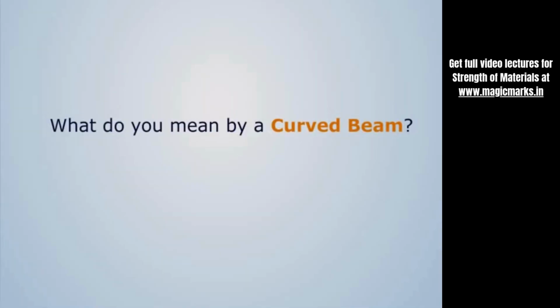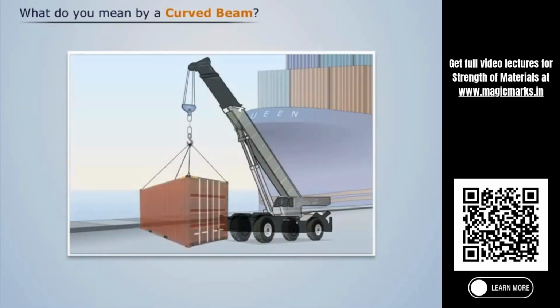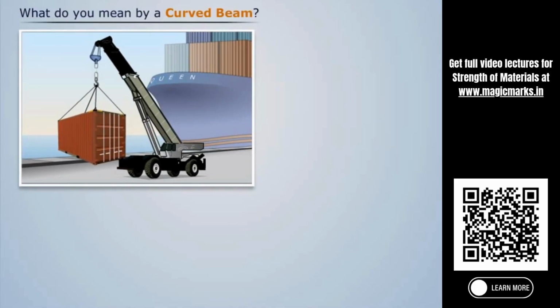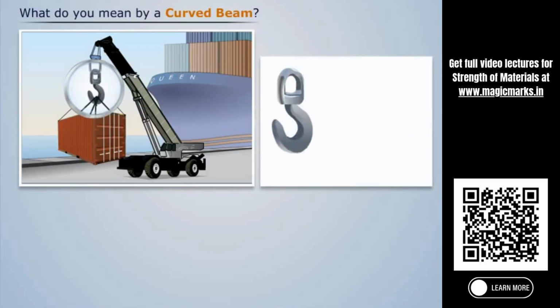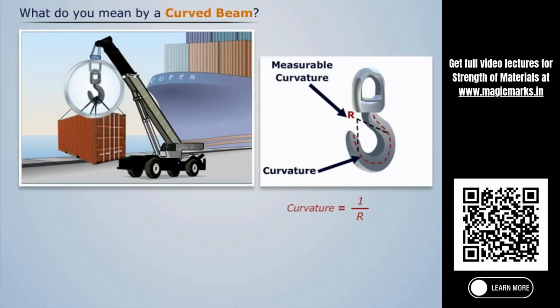What do you mean by a curved beam? Take a look at the crane hook carrying a load of the transport wagon. As you can see, the hook is nothing but a solid beam which is bent initially to have a measurable curvature, which is represented as 1 upon r.